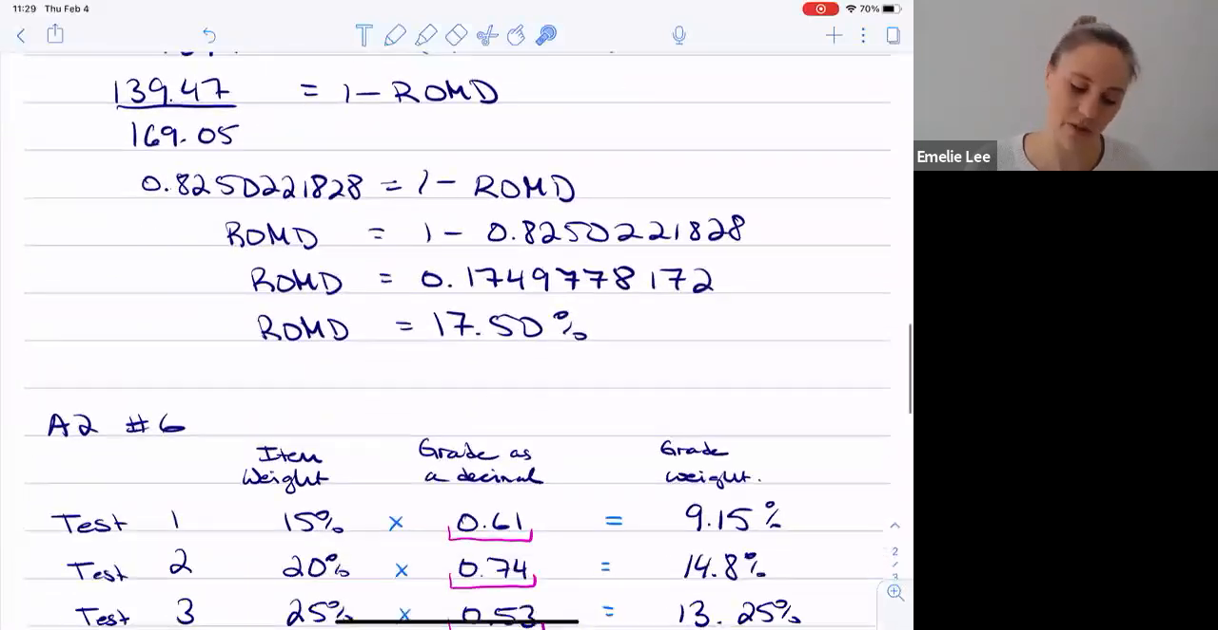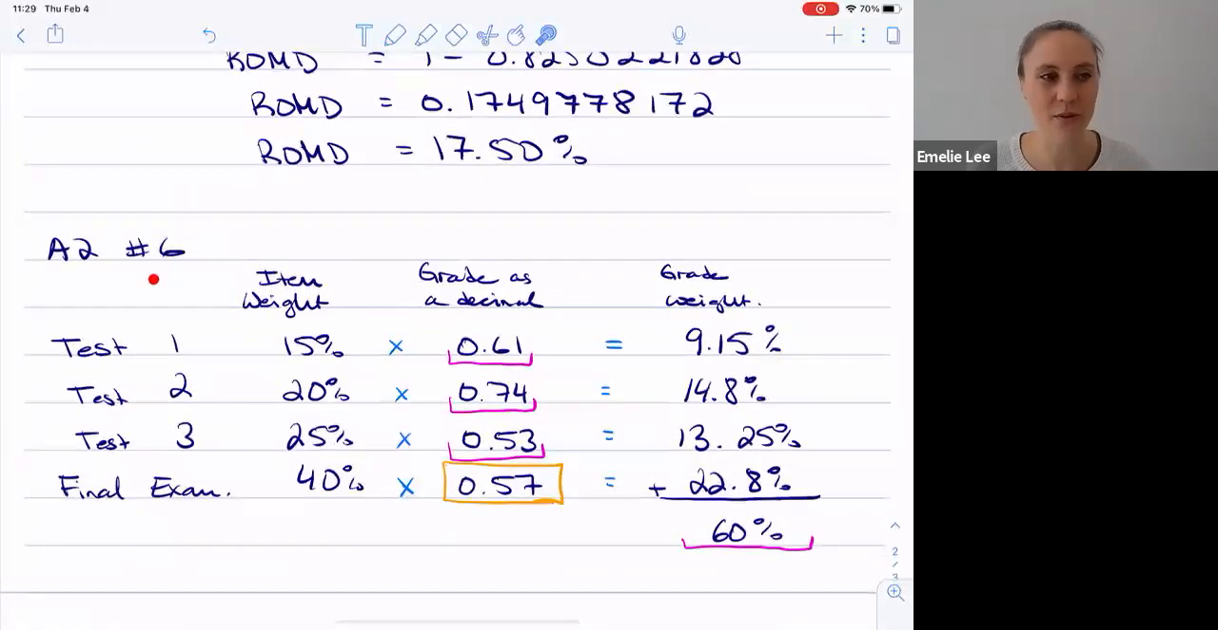And then we also went through and did a grade calculation from assignment 2, number 6. So of course these will be on Moodle. Just so I have it on the record here, for calculating grades, you've got a percentage, and we usually report it as a percentage, but as long as you convert one of them to a decimal, then it's going to work out.